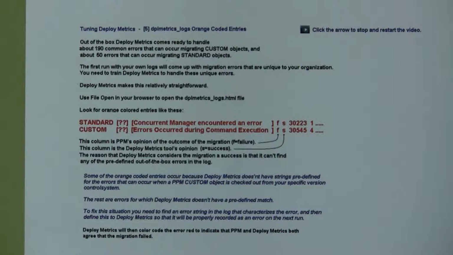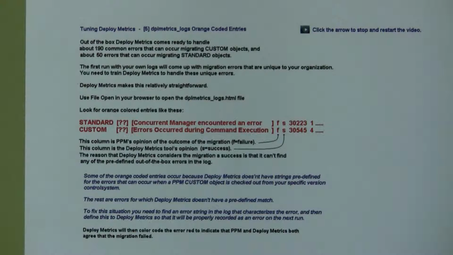There are going to be migration errors that are unique to your organization. If it finds these, it'll color-code these orange. You need to train Deploy Metrics to recognize these unique errors. Use File Open to open DPL Metrics_logs.html in your browser. Look for orange color-coded entries.